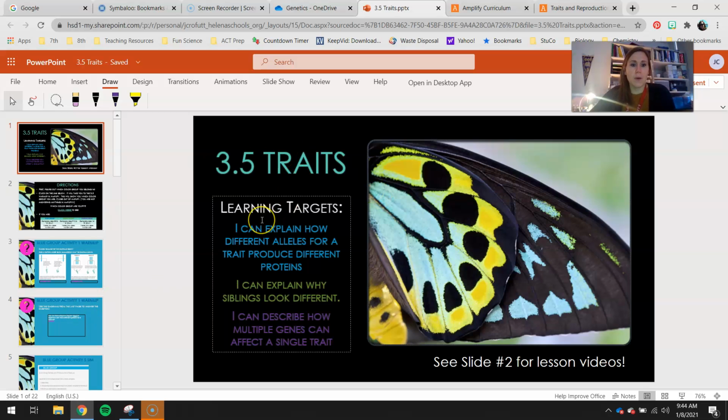Hey, Purple Group. So obviously you guys have figured out, or maybe are going to figure out, that you are Purple Group. So we're going to be looking at lesson 3.5 traits today. And your learning target is I can describe how multiple genes can affect a single trait.